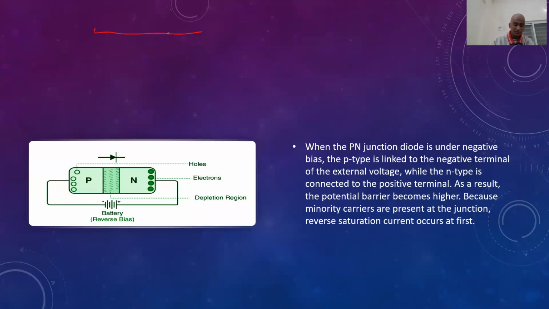For reverse bias, this becomes reversed. When the PN junction diode is under reverse bias, the P-type is linked to the negative terminal of the external voltage and the N-type to the positive terminal. As a result, the potential barrier becomes higher. The depletion region is larger compared to forward bias. Because minority carriers are present at the junction, reverse saturation current occurs first, and then after the breakdown voltage, the current spike occurs.